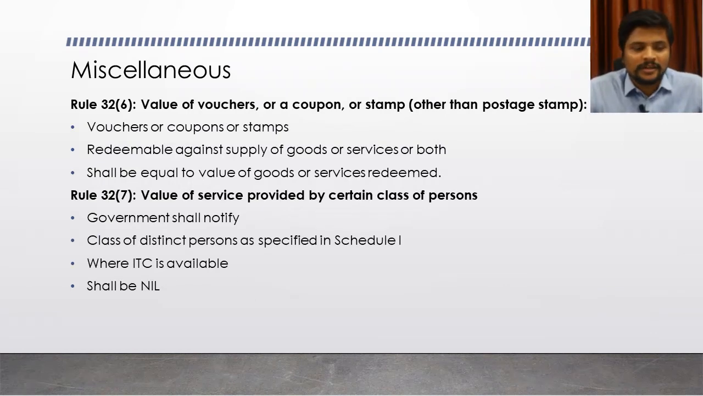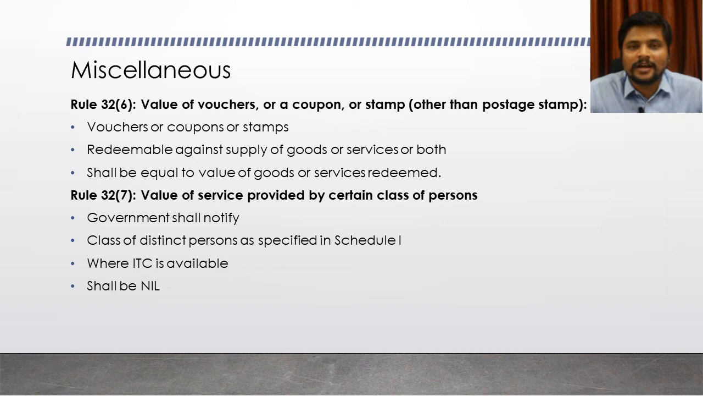Let us now go to the next rule. Rule number 32, sub rule 6. This rule applies for valuation of a voucher or a coupon or any stamp which is other than a postage stamp. So for these types of goods, this rule has to be referred. Vouchers or coupons or stamps which are redeemable against supply of goods or services or both.